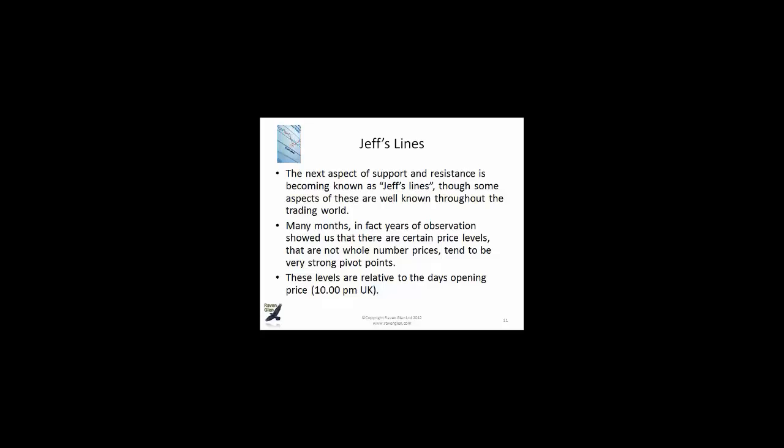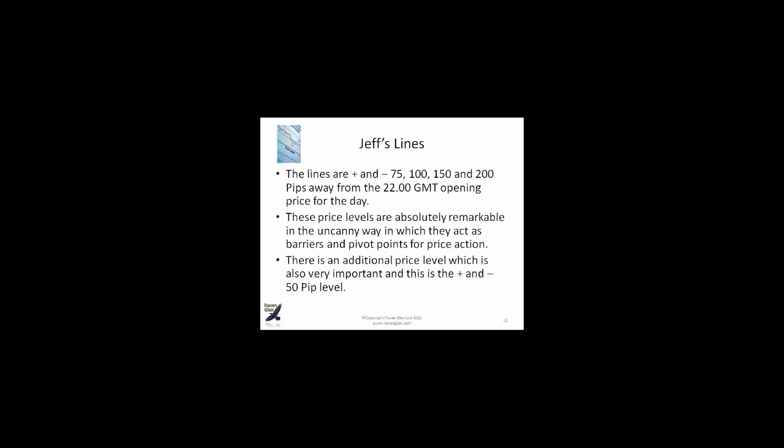That is the price at 10 o'clock on the evening before the day of trading, UK time. So just to recap on that, with Jeff's lines we've got pivot points at plus and minus 75, 100, 150, and by the way also infrequently used, but at 200 pips away from the 10 o'clock in the evening UK time of the previous day. They're quite remarkable and uncanny how these pivot points work. In addition, I also note that the 50 pip level plus and minus is also important.